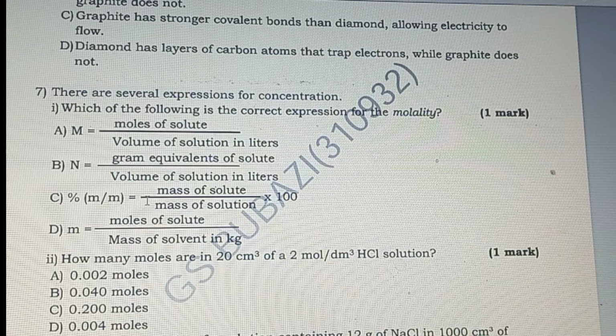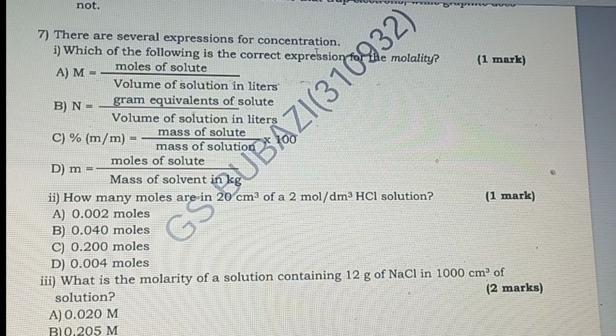Let's continue with question 7. There are several expressions for concentration. Which of the following is the correct expression for molarity? The best option is this one, D. Molarity is equal to the moles of solute over the mass of solvent in kilograms.